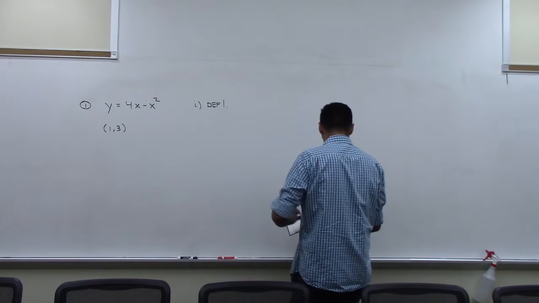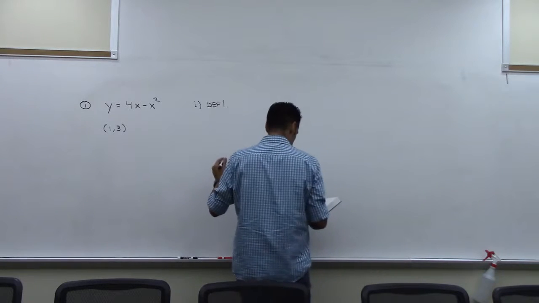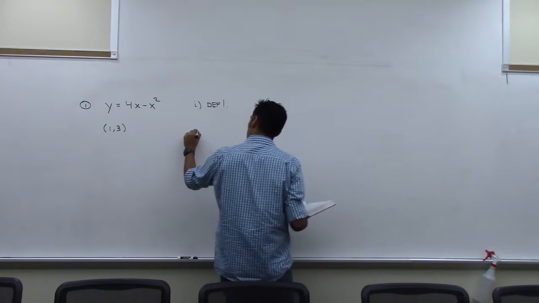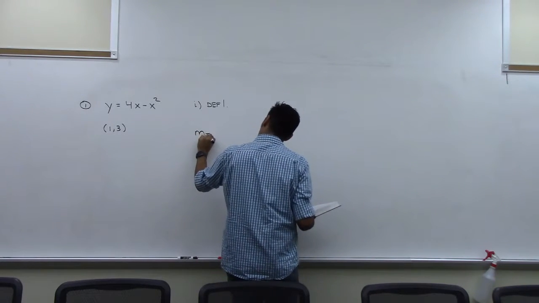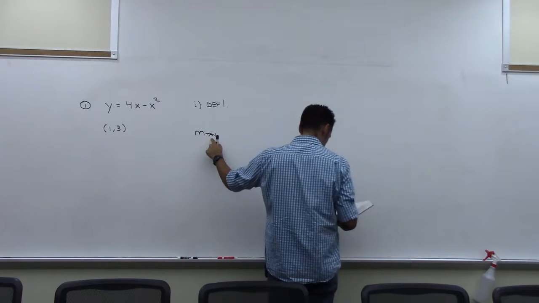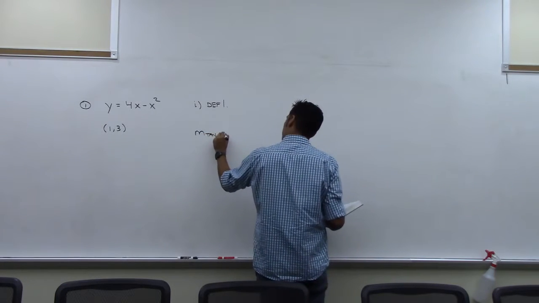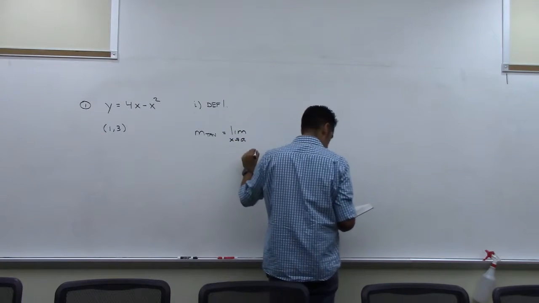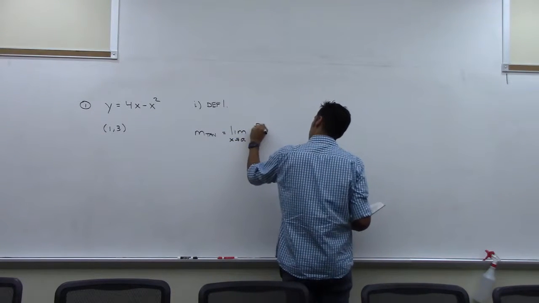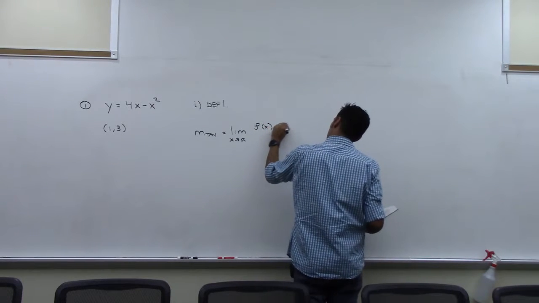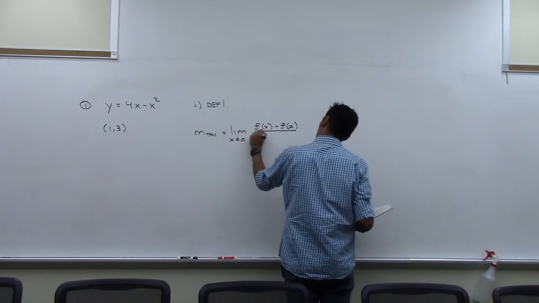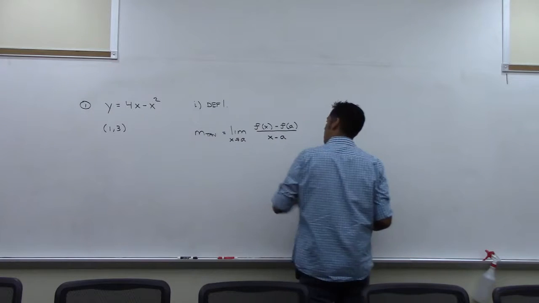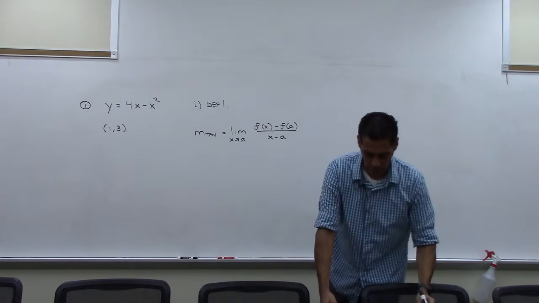They're referring to definition 1, which is on page 75, which is that the slope of the tangent line, I'm going to put m tan, is equal to the limit as x approaches a of f of x minus f of a over x minus a. All right, we'll start with that and then we'll do the other one.